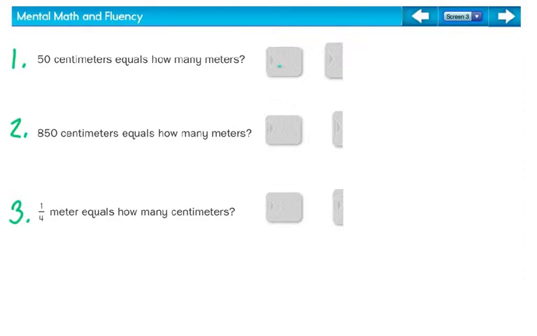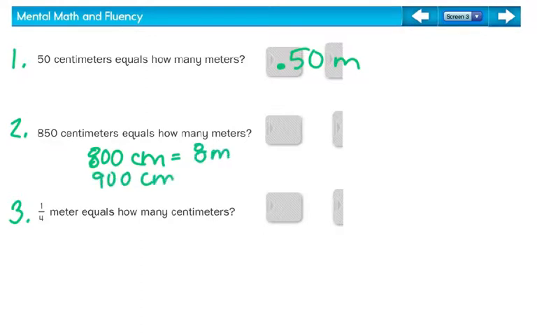50 centimeters would be 50 hundredths of a meter, so less than 1 full meter. 850 equals how many meters? Well, I know that 100 would equal 1. 800, just to let you know my thinking, centimeters would equal 8 meters. 900 centimeters would equal 9 meters. So 850 would be between 8 and 9 meters. So it would be 8 and 50 hundredths of a meter.